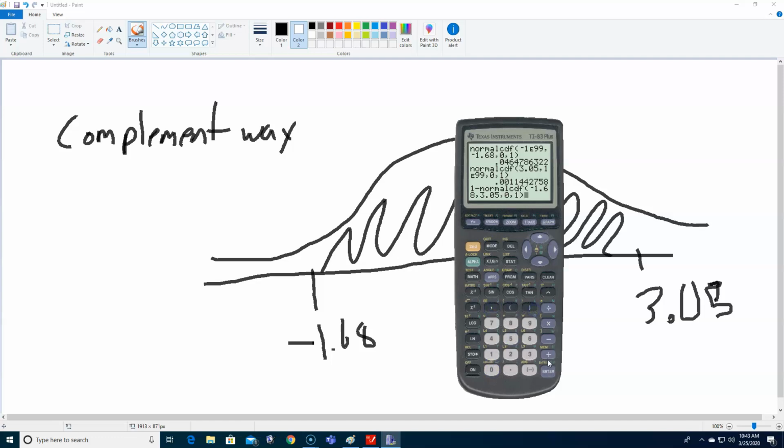And our answers should be close to the same. We hit enter, and look at that. They are exactly the same. So you can do it one way, or you can do it the other way. I showed you both, so then you can go back and try B and A and C to see if you can do whichever way works for you.